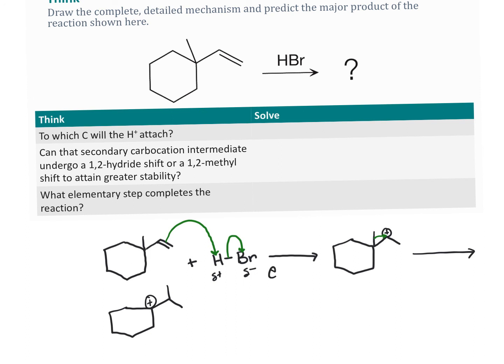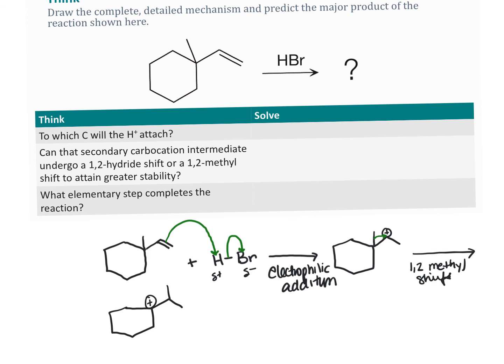So this first step is electrophilic addition. And the second step is a 1,2 methyl shift. So you've seen a hydride shift and you've seen a methyl shift here, right? So we see that methyl shift.